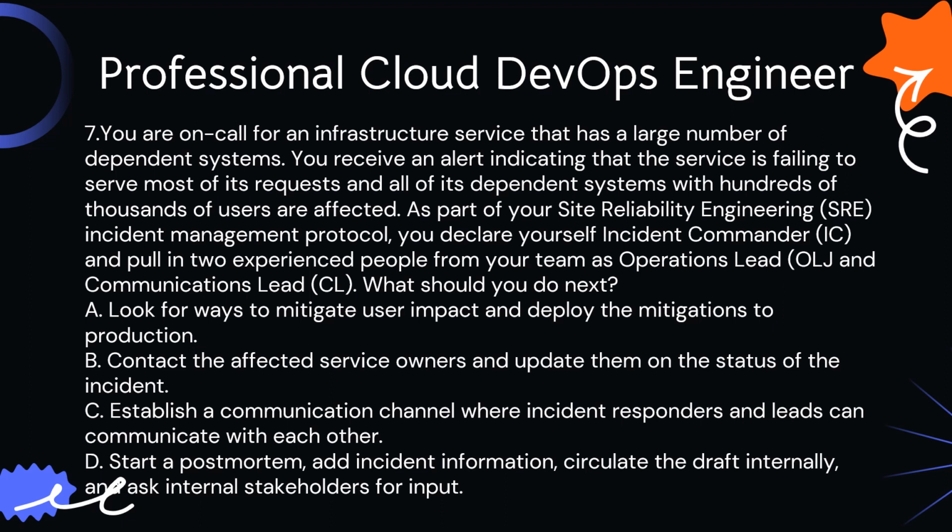A. Look for ways to mitigate user impact and deploy the mitigations to production. B. Contact the affected service owners and update them on the status of the incident. C. Establish a communication channel where incident responders and leads can communicate with each other. D. Start a postmortem, add incident information, circulate the draft internally, and ask internal stakeholders for input.